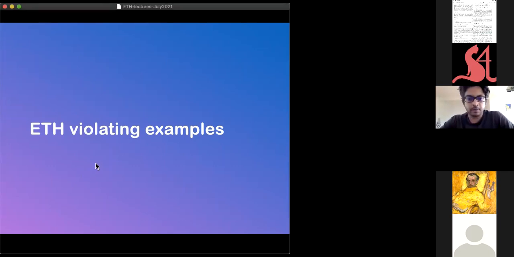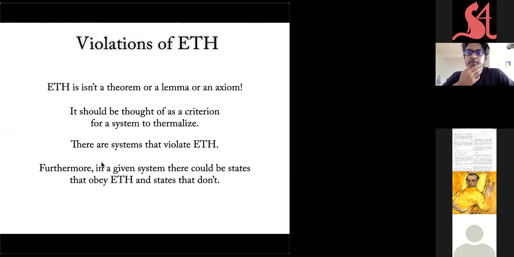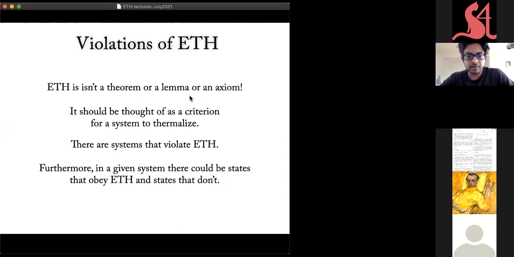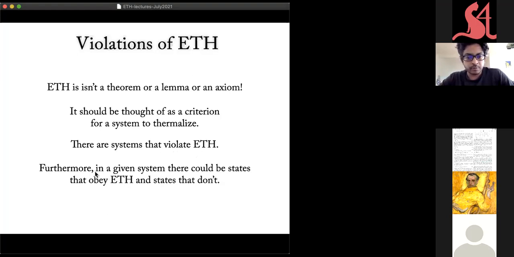Okay, so we can go on. Let's look at some ETH violating examples. Once again, I just want to reiterate that ETH isn't a theorem or a lemma or an axiom. It should be thought of as a criterion for systems to thermalize. One can find examples of systems that violate ETH, or one can also find states in a system which violate ETH and states in a system which obey ETH. So in a given system, there could be states that obey ETH and states that do not. We'll see some examples.